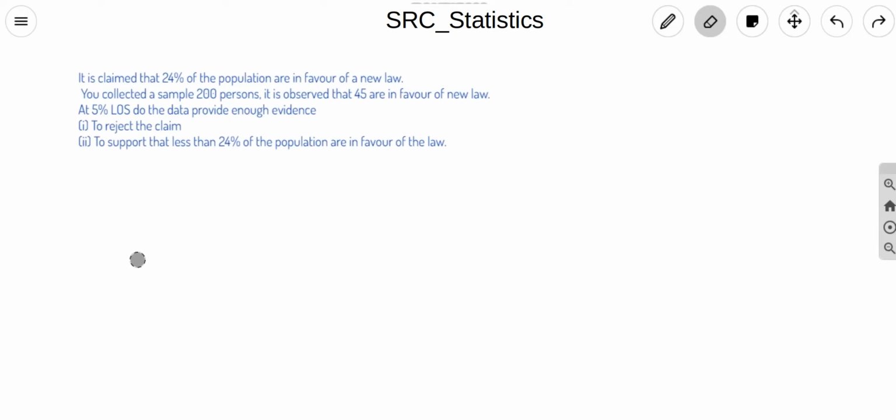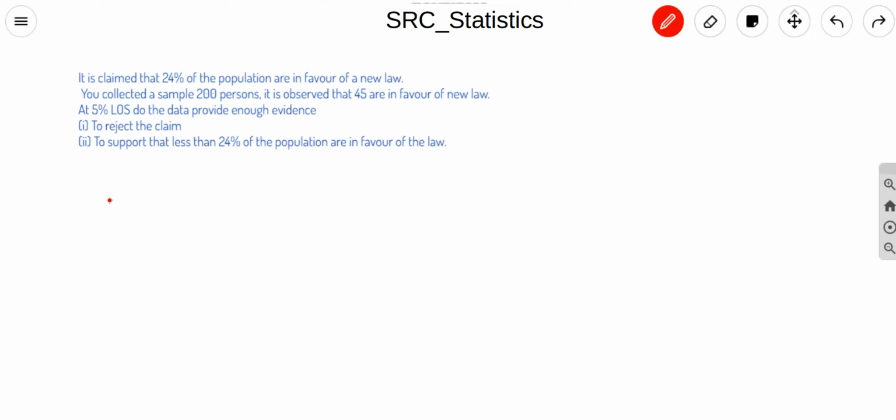Today we shall do Z-test for single proportion. Okay, let me read out the question first. It is claimed that 24% of the population are in favor of a new law. You collected a sample of 200. It is observed that 45 are in favor of the new law.